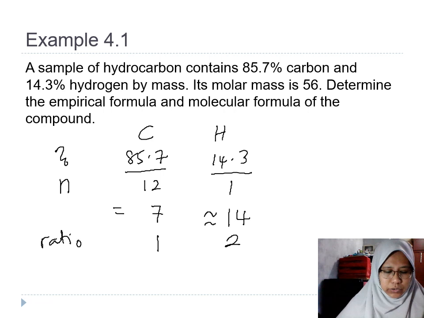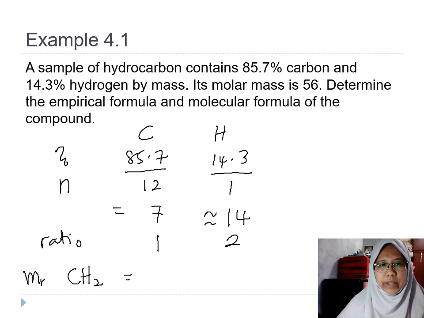Okay, so the empirical formula would be CH2. So what is the molecular formula? We need to find the molar mass for CH2. The molar mass for CH2 is 12 plus 2, which is 14 grams per mole. And then we got the molar mass.